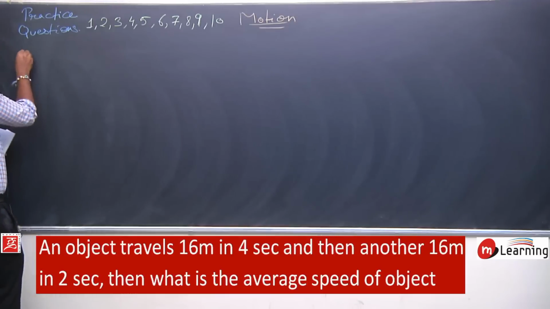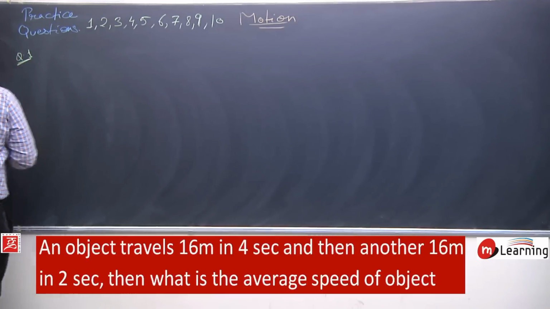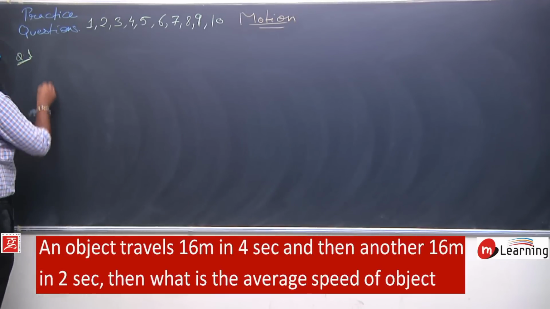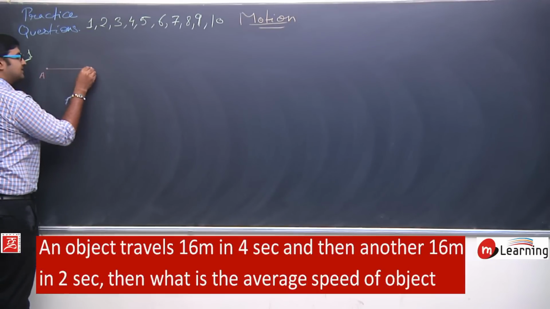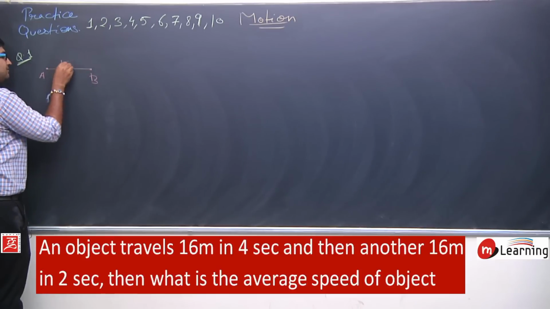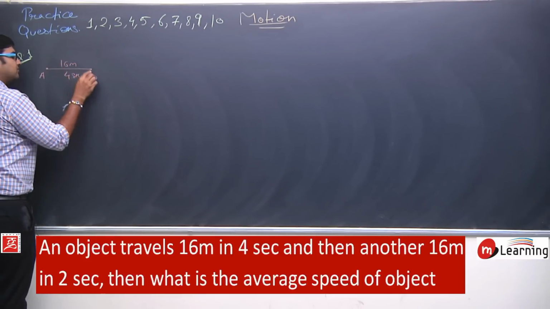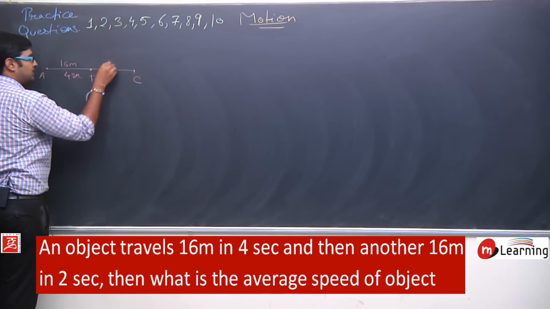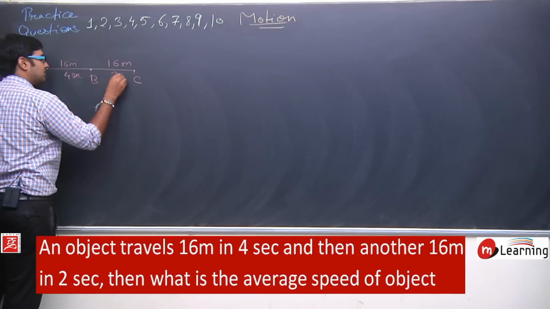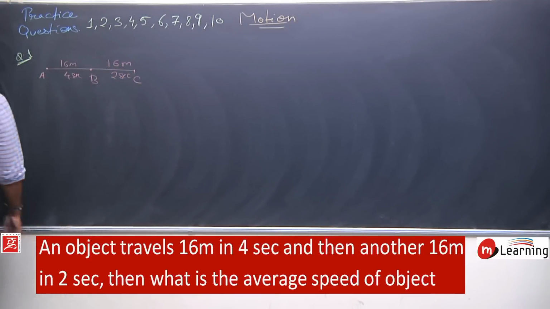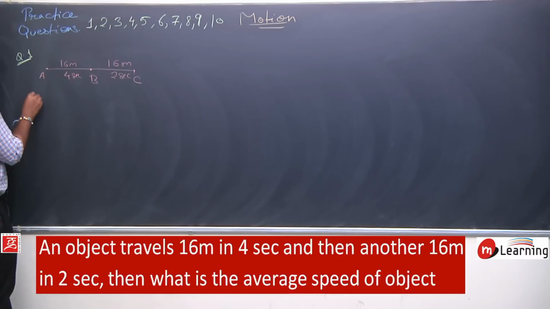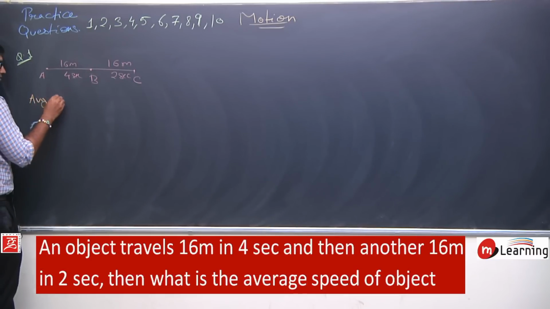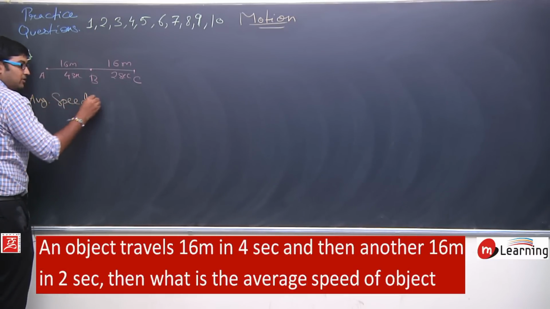So the question number 1 is, the question says that from this point A the object is traveling, let's say, to point B 16 meters in 4 seconds, and then from point B to point C the object is traveling again 16 meters, but this time it takes 2 seconds. So we need to find the average speed. Now what is the formula for average speed?